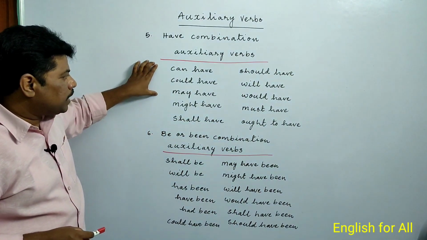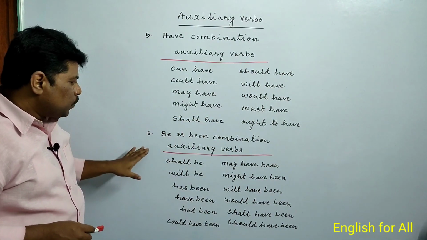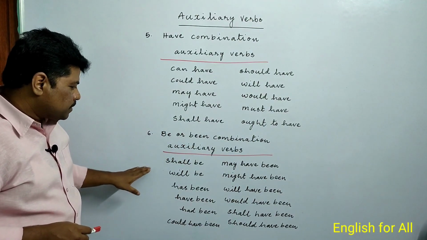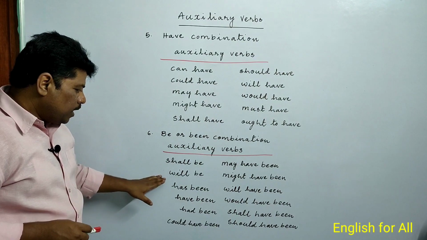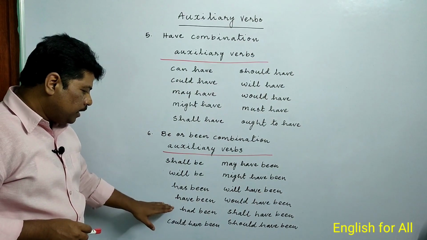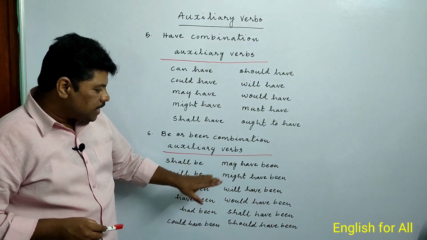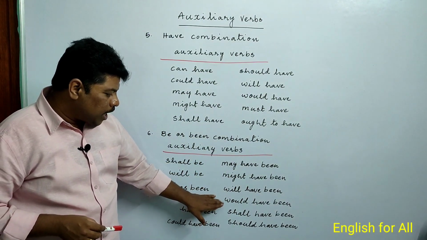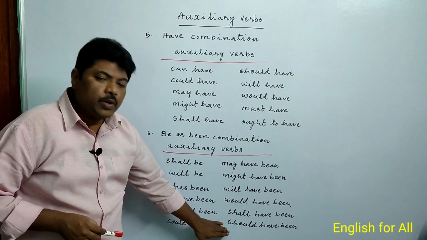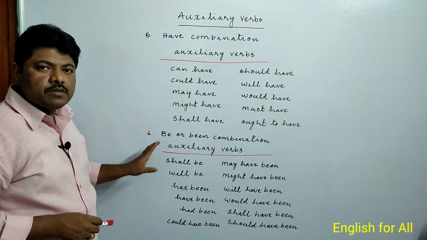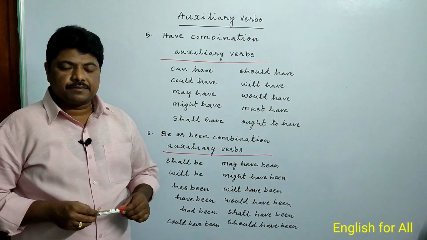Then apart from this particular combination of auxiliary verbs, we do have this one now, be or being combination auxiliary verbs. Shall be, will be, has been, have been, had been, could have been, may have been, might have been, will have been, would have been, shall have been, should have been. These are the different combinations of auxiliary verbs we use while framing sentences.